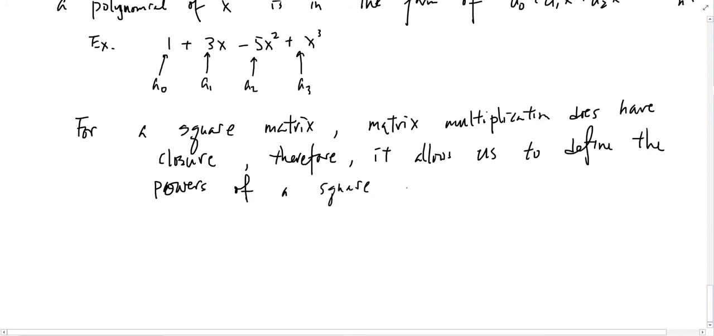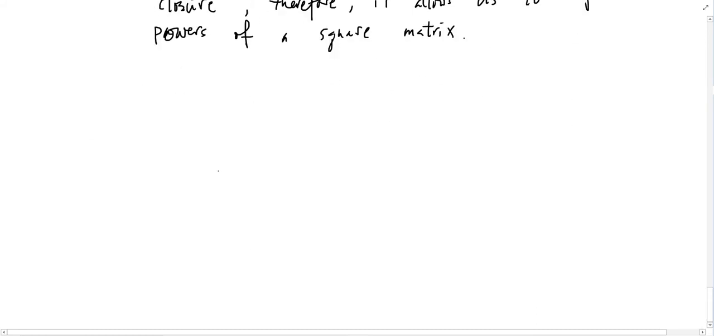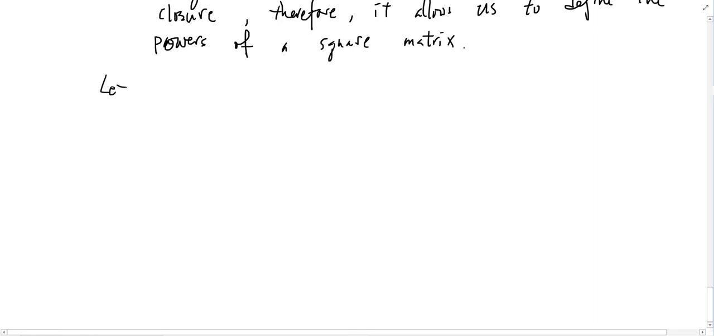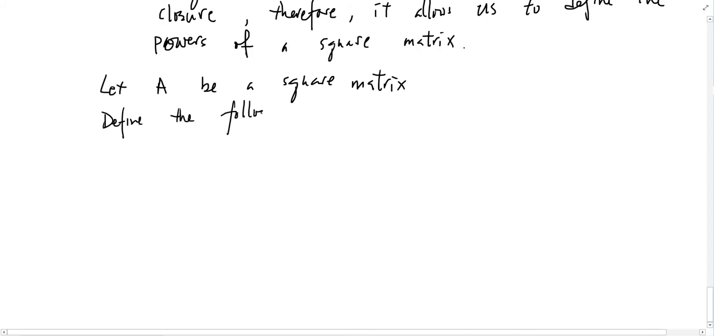So suppose we have a matrix A. Let's say we let A be a square matrix. It doesn't matter what the dimension is, as long as it's square. We can define the following, what we call powers of A. So what would they be?